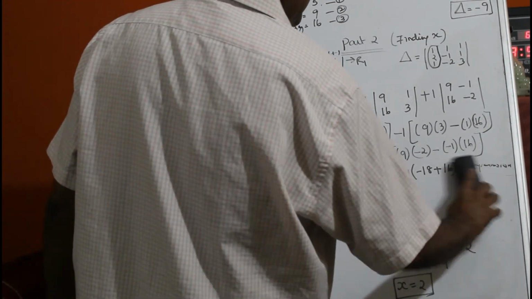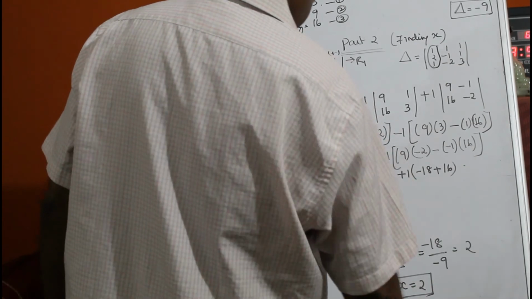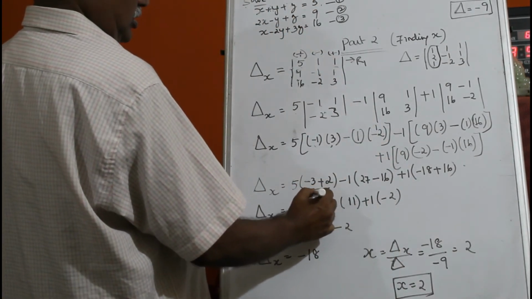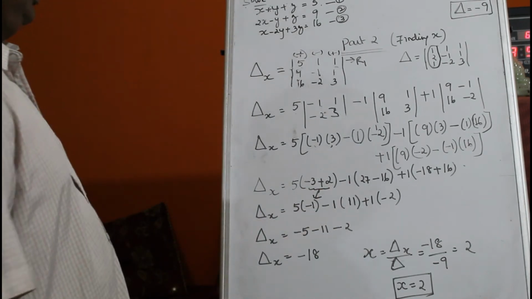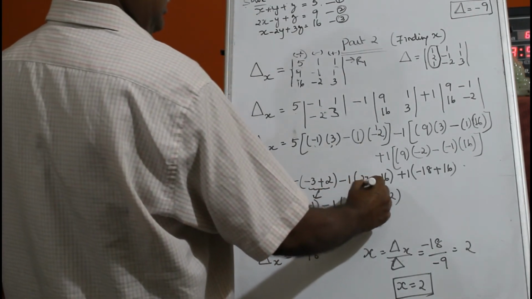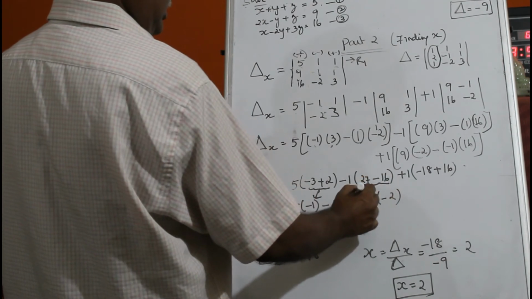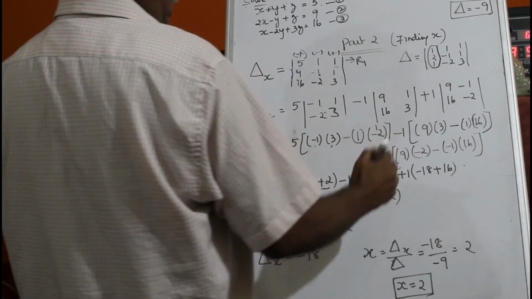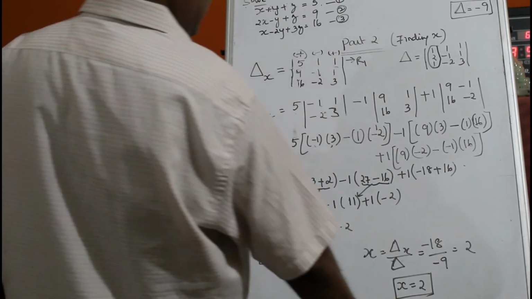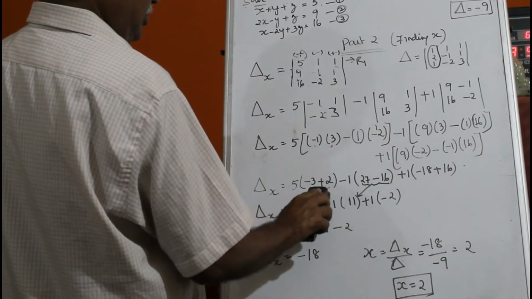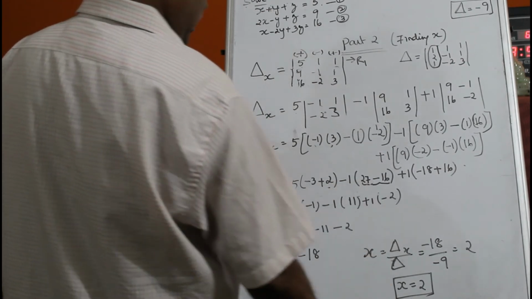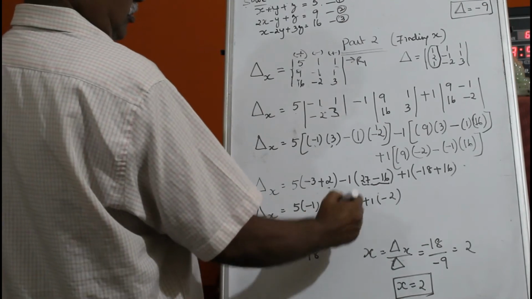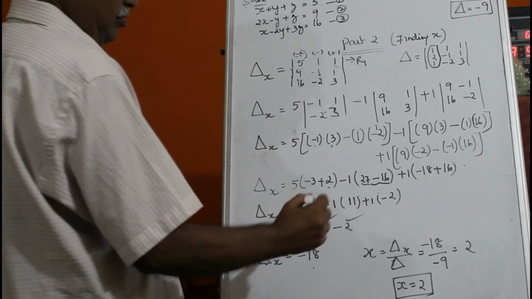And next, this step is actually simplification. See, minus 2 plus 2 is nothing but minus 1. Similarly, 27 minus 16 is nothing but 11. And then minus 18 plus 16 is minus 2. So you just simplify after expanding, and then you get the final answer. You multiply this: 5 into minus 1 is minus 5, minus 11, minus 2, you get delta x as minus 18.